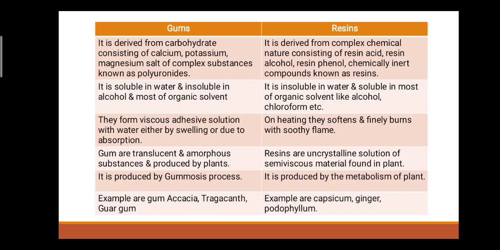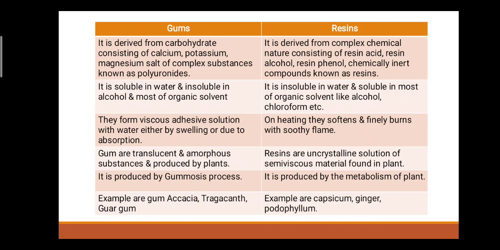Next point, difference between gums and resins. In that first point, gums are derived from carbohydrate consisting of calcium, potassium, magnesium salt of complex substances known as polyuronates. Resins are derived from complex chemical nature consisting of resin acid, resin alcohol, resin phenol, chemically inert compounds known as resins.